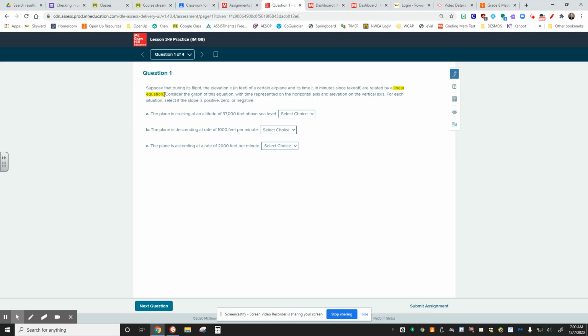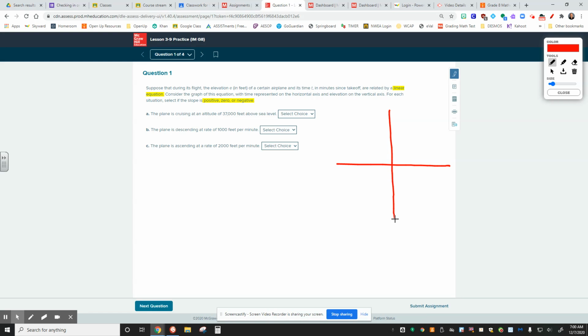So consider the graph of the equation with time represented on the horizontal axis and elevation on the vertical axis. For each situation, select if the slope is positive, 0, or negative. When we talk about these pieces, it might be helpful to draw a graph, a coordinate plane such as this, and remember whether that plane is increasing in elevation, decreasing in elevation, or just staying constant.